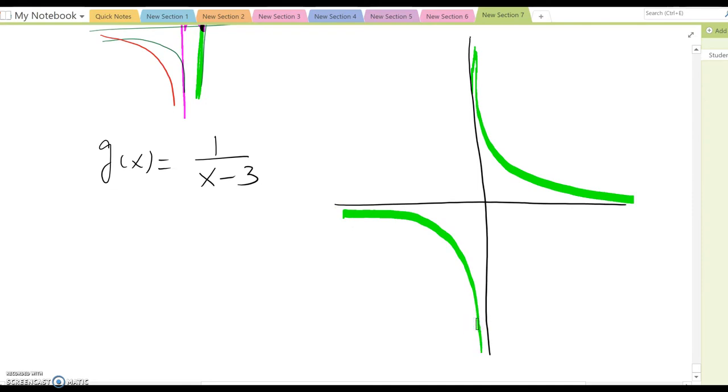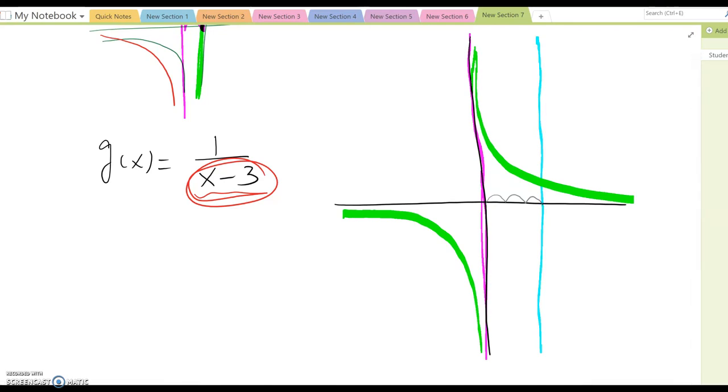Now in this case, we're moving right by 3 units, basically. So before, there was the vertical asymptote. Now moving 3 units right, so 1, 2, 3 here, then that's going to be our new vertical asymptote. So our new graph looks like this. Okay?